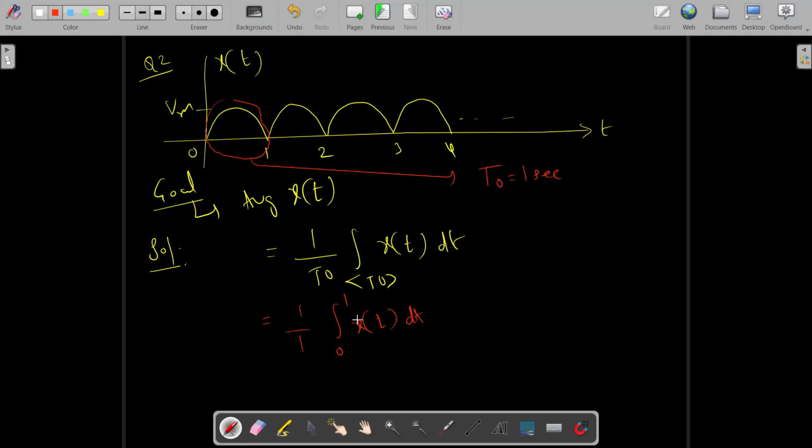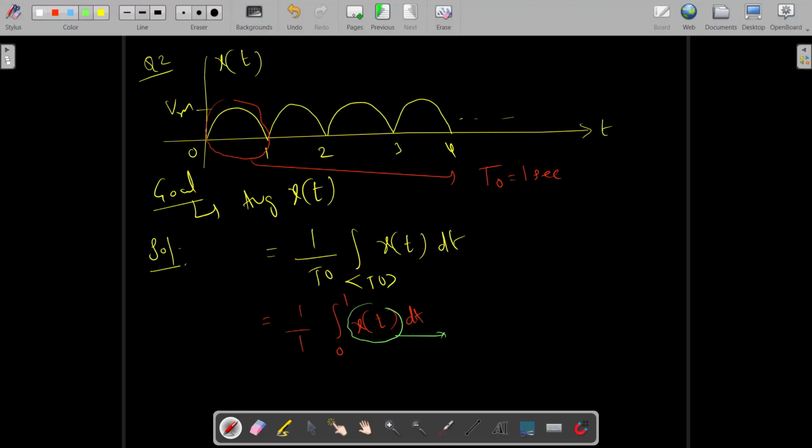So all we need to find now is, what is this x of t? If you know this x of t, then integrating this is very straightforward. So that is the question. That's why I mentioned in the previous videos that getting this x of t is the challenge. So how do we get this x of t? Before that, let us see the basic signal.